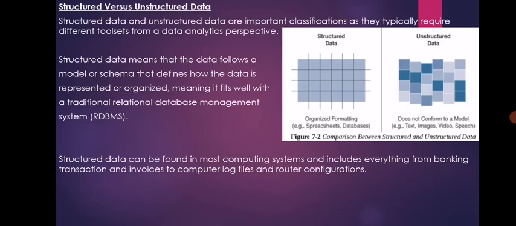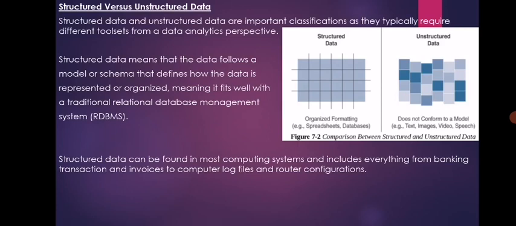Structured versus unstructured. You can observe a picture showing structured data. There are proper rows and columns, so the information is stored in proper alignment, in an organized format that we call spreadsheets or data sheets. But in unstructured data, you can observe we don't have a proper arrangement; it does not conform to a model. Text, images, video and speech we consider as unstructured data. So we'll go through this.